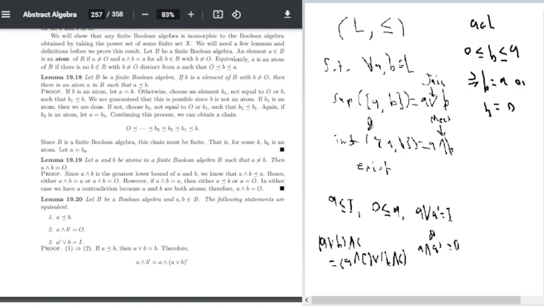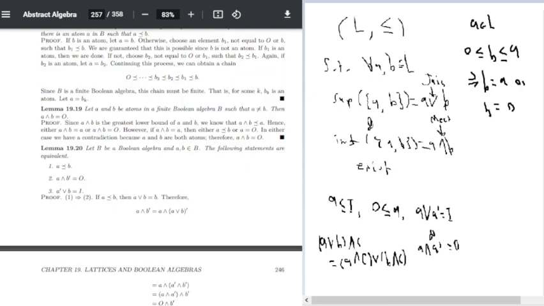If B1 is an atom, then we are done. If not, choose B2 not equal to 0 or B1 such that B2 is less than or equal to B1. Again, if B2 is an atom, let A equal B2. Continuing this process, we obtain a chain 0 less than B less than or equal to B1 less than or equal to B2, all the way on to greater than or equal to A. Since B is a finite Boolean algebra, this chain must be finite. That is, for some k, Bk is an atom. Simply let A equal Bk and we're done.